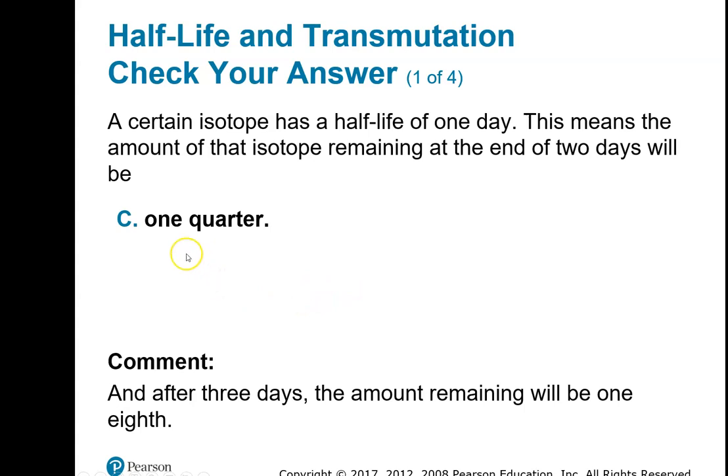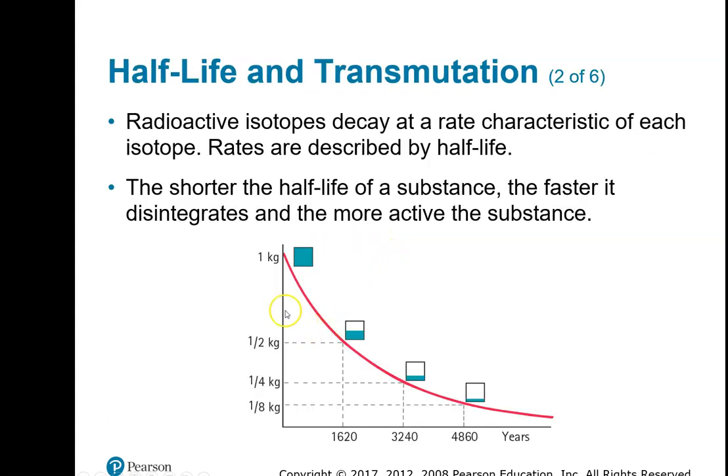Then of course after 3 days, it would be half of that, so it would be one eighth. So it's basically one half to the power of however many half-lives. So it's three half-lives, so one half to the third power would be one eighth. That's the famous curve that we're talking about.